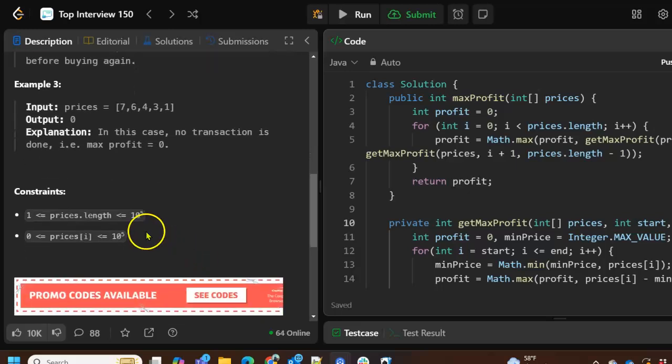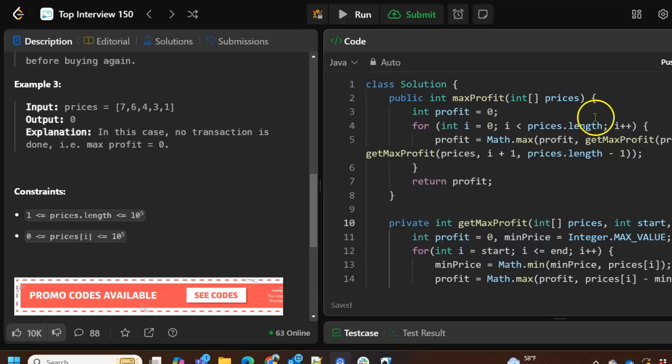All right. Prices length. Okay, well, prices is going to be somewhere between 0 and 10 to the 5th. What is that? 100,000. Okay, so no negative prices. Length of the prices array can be up to 100,000.